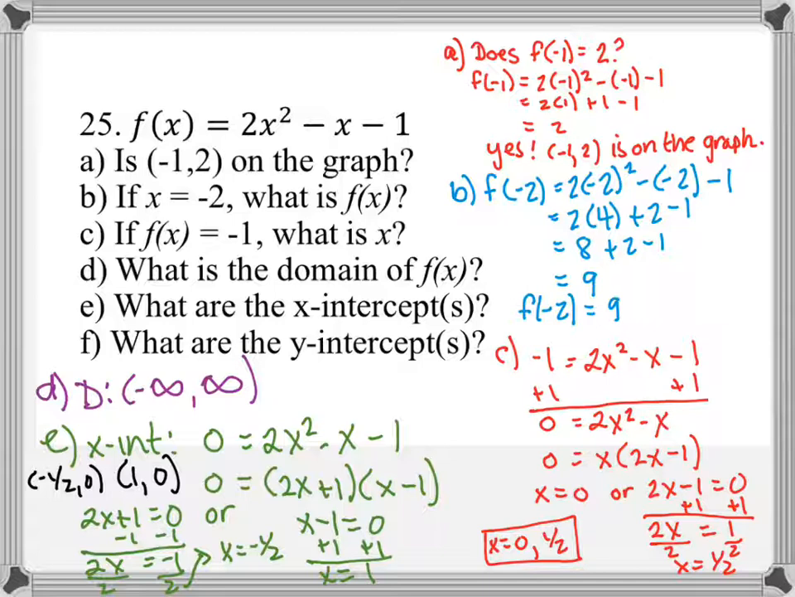And finally, f wants to know the y-intercepts. So we want to know what f of 0 is. It's equal to 2 times 0 squared minus 0 minus 1, which is negative 1. So my y-intercept is 0, negative 1.